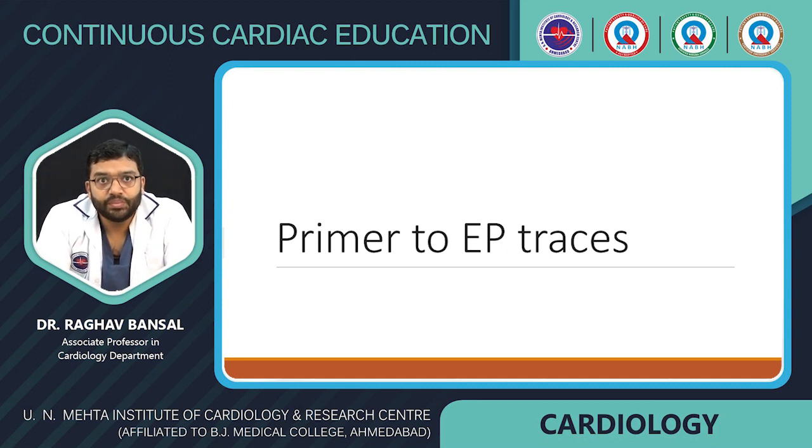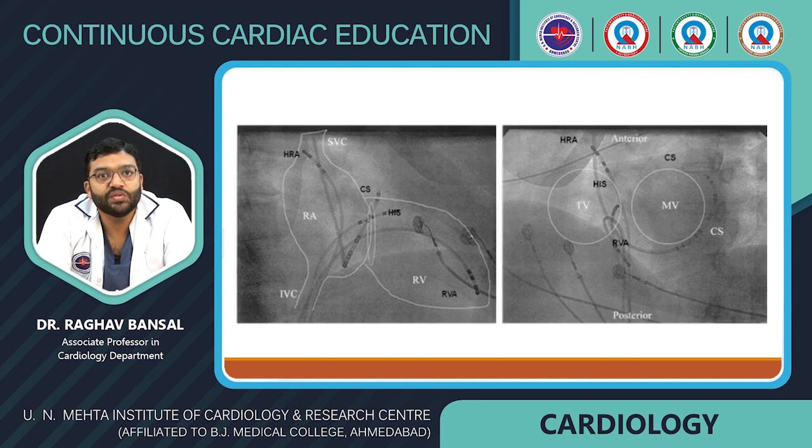Now, starting with the primer to EP traces. This is one of the most intimidating parts for all of us. What we do in an EP study is place multiple catheters inside the heart to record electrical activation of different regions of the heart. This is a usual EP study where we place 4 catheters, especially in an SVT study. One catheter is in the HRA, the high right atrium.